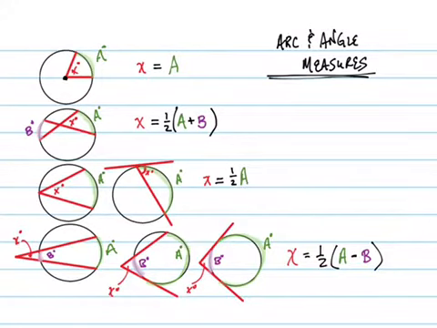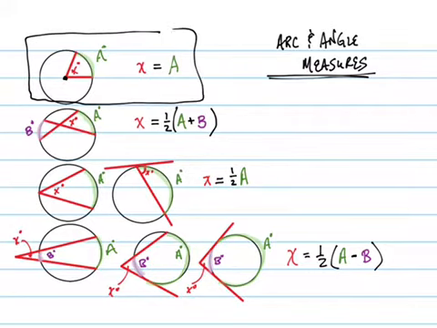Here are some rules for arcs and angle measures when you have circles and secants and tangents. The first one is the central angle property. If you have an angle at the center, this is the basic one, the angle at the center is equal to the angle of the arc that it intercepts.